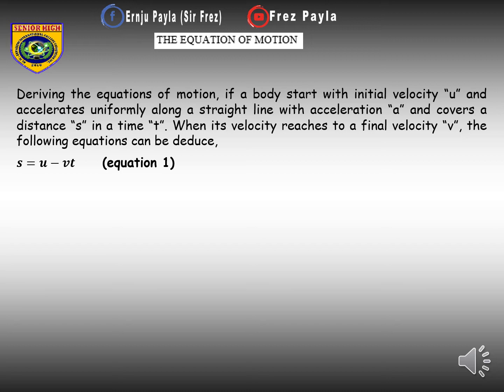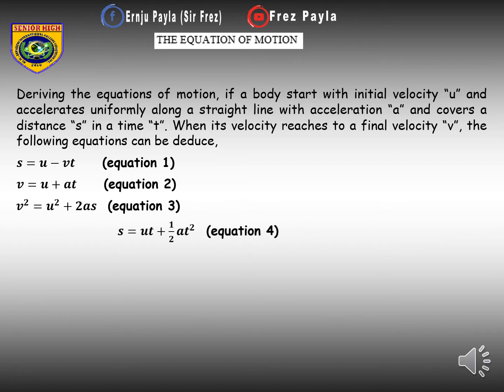Equation 1: s is equal to (u + v)t over 2. Equation 2: v is equal to u plus at. Equation 3: v squared is equal to u squared plus 2as. Equation 4: s is equal to ut plus 1/2 at squared.